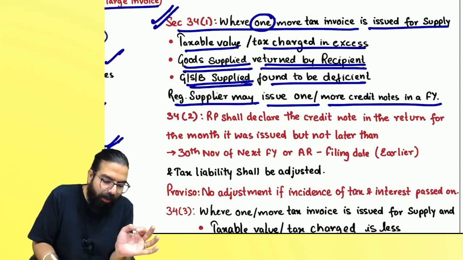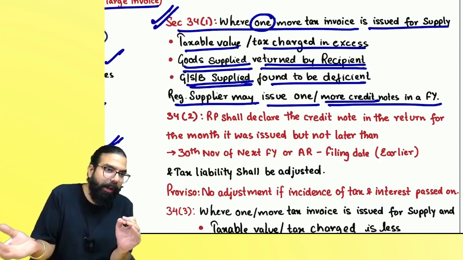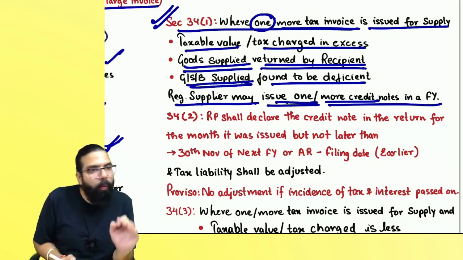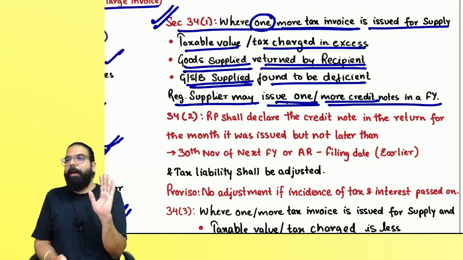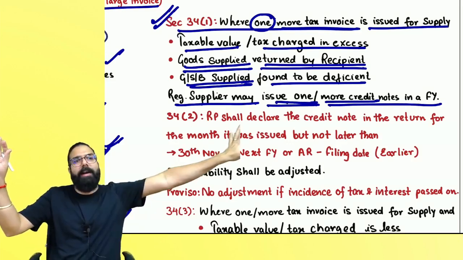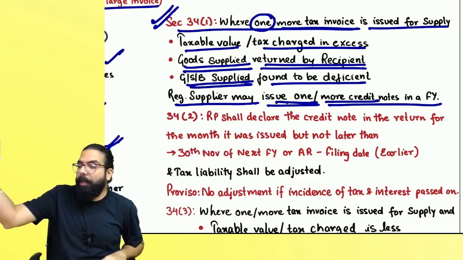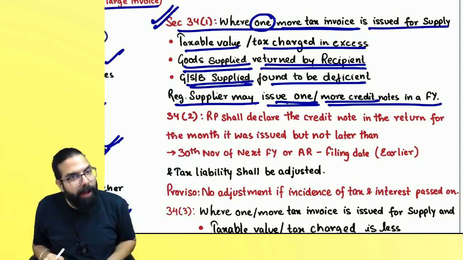Remember one thing, for one invoice you can issue more than one credit note, and for many tax invoices you can issue one credit note also. Is my point clear? For one tax invoice there can be multiple credit notes, and for multiple invoices one credit note also can be there.